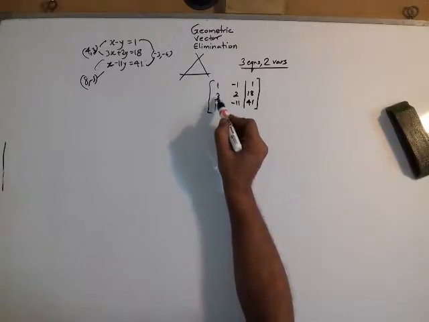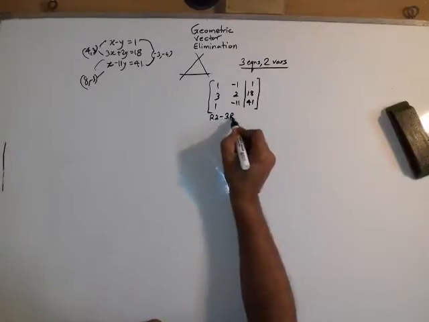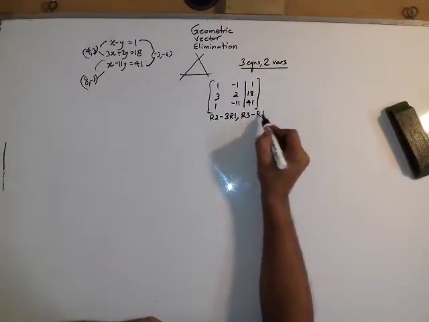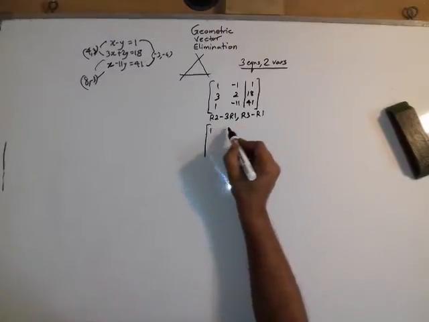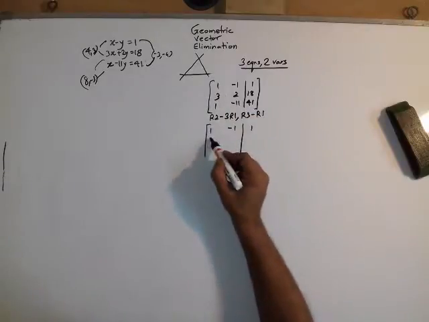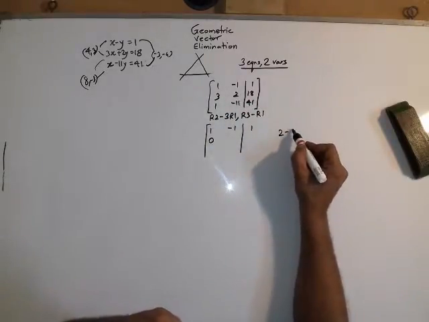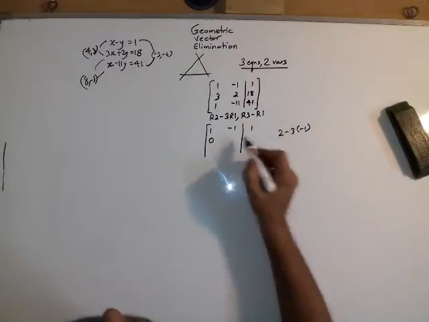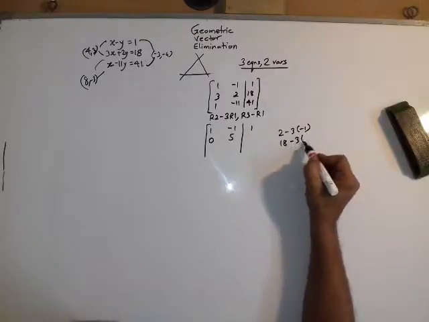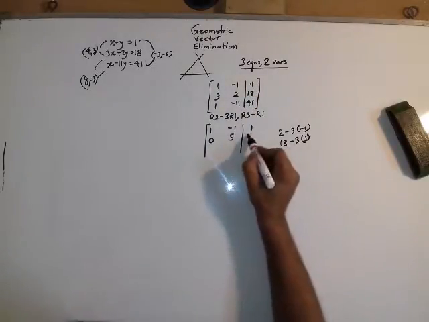So I'm going to clear the entries in the column of the first pivot. R2 minus 3 R1 and R3 minus R1. That gives us the first row stays as is. R2 minus 3 R1. This zeroes out. This is really 2 minus 3 of minus 1, which gives me 5. And this is 18 minus 3 of 1 here. So that gives me 15.